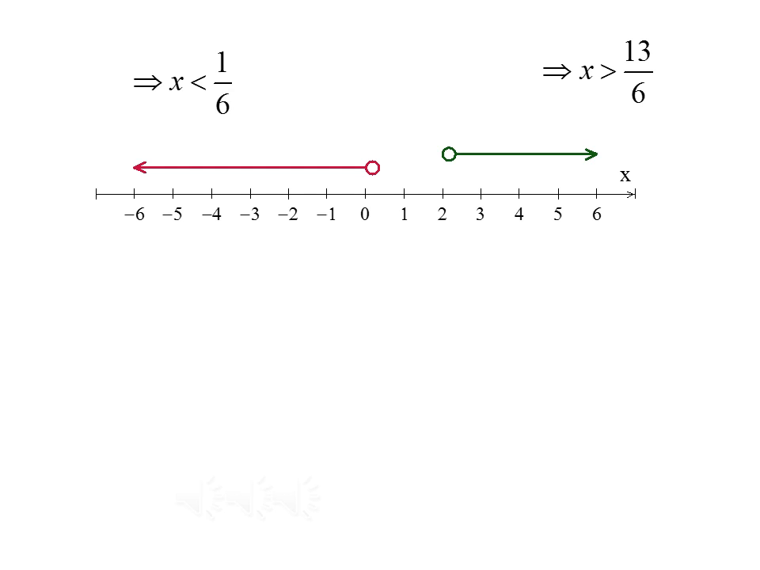So again, we have a disjoint set here. This is a set that doesn't overlap, so we're going to create an interval that uses two intervals connected with a union sign. So our solution interval will be open parenthesis negative infinity comma 1/6 close parenthesis union with open parenthesis 13 over 6 comma infinity close parenthesis.